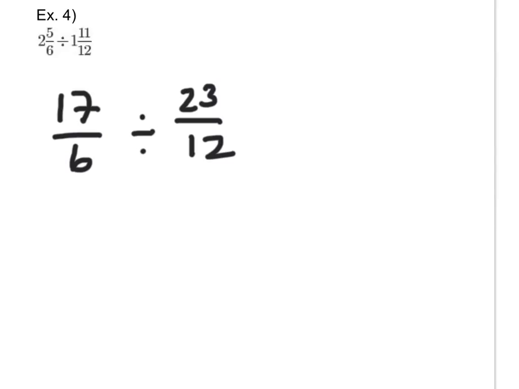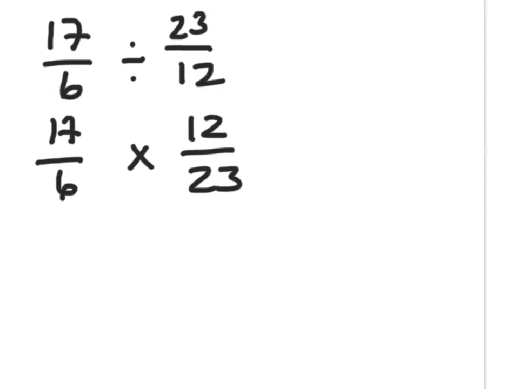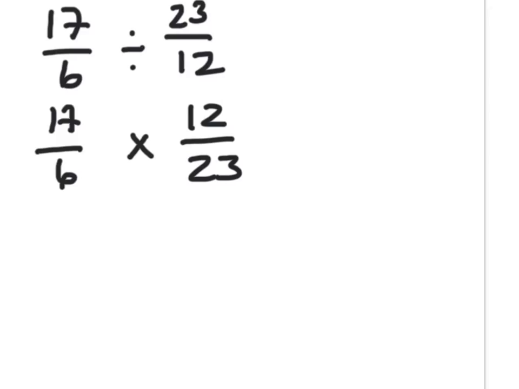Now we do keep, change, flip. 17 over 6, the first fraction stays the same. The sign changes, and we get 12 over 17. Sorry, 12 over 23, that should be, I'll change that. 12 over 23. Now, let's look at the diagonals, see what we can do. 17 and 23, nothing can be cross-cancelled or simplified.